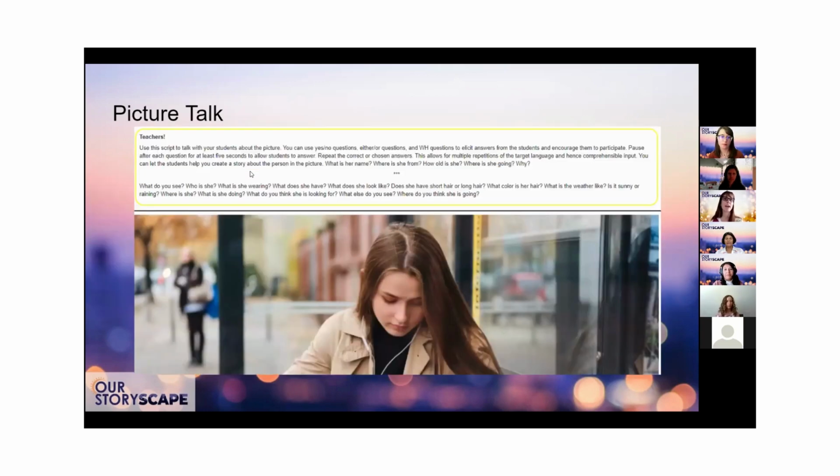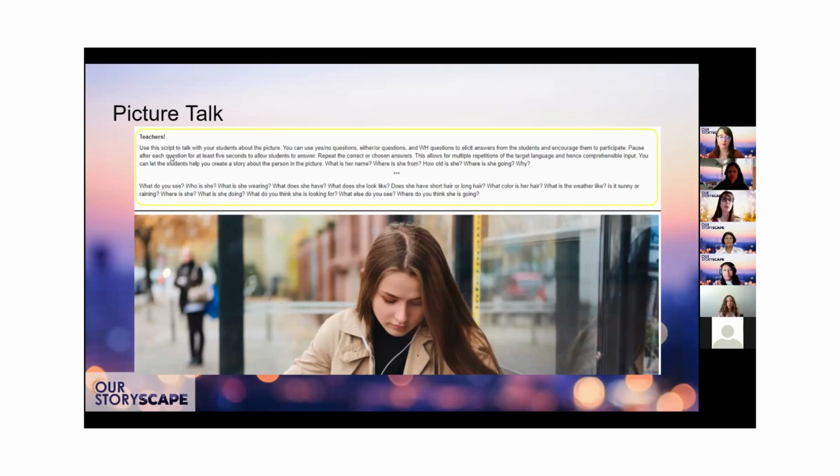Another great thing that we have in our Storyscape that's a strategy for CI is picture talk. And picture talk is pretty much what it sounds like. You take an interesting picture, something that is going to engage students, something that they can relate to, and you just talk about what you see. So for this example, I gave you a part of the picture. It was kind of a big screenshot to take here, but there's part of the picture.